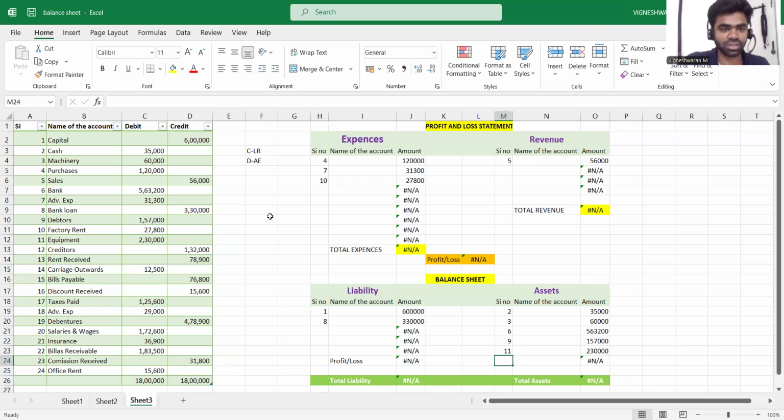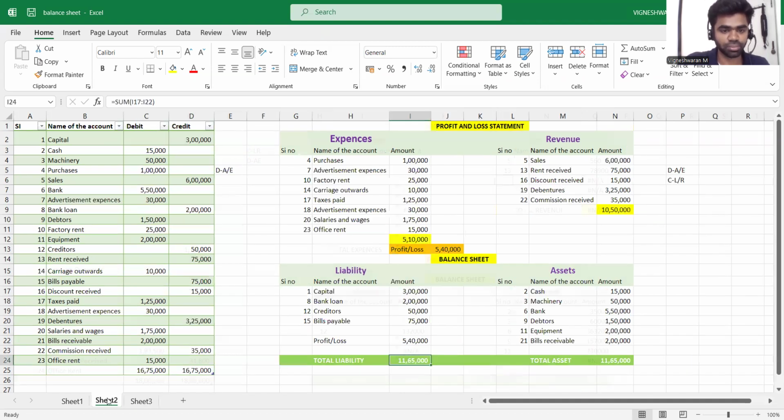Then creditors. It is on the credit side, so it should be either a liability or a revenue. Of course it is not a revenue, so it is a liability. Then the 13th one, rent received. Rent received is a revenue for me. Then carriage outwards.